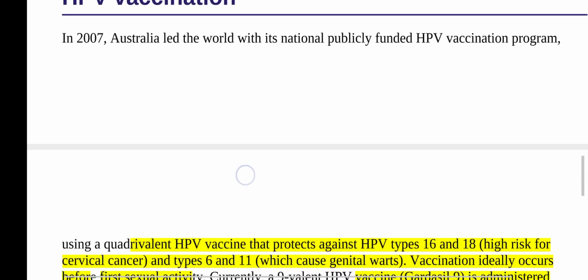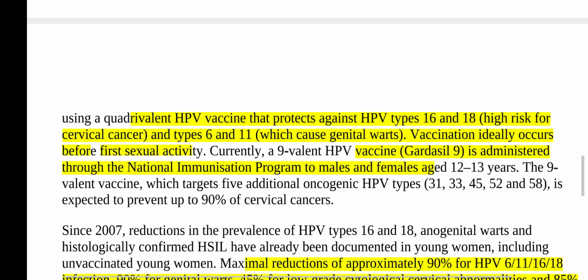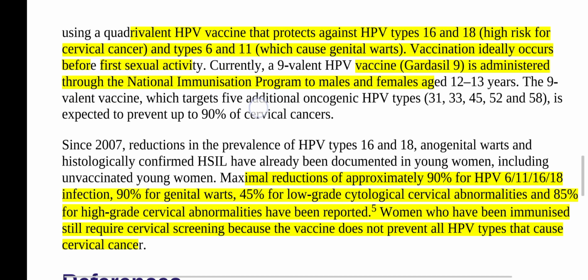Now, HPV vaccination. There are some vaccines, the quadrivalent HPV vaccine that protects against HPV types 16 and 18, high risk for cervical cancer, and 6 and 11, which cause genital warts. Vaccination ideally occurs before first sexual activity. This is a very important point. Currently a 9-valent HPV vaccine, Gardasil 9, is administered through the National Immunization Program to both male and female at age 12 and 13 years. This is a very important point.